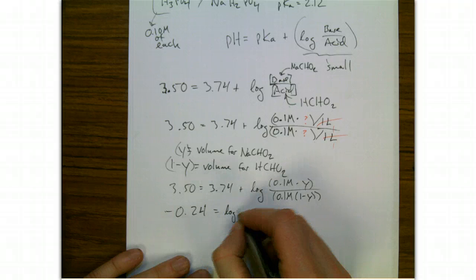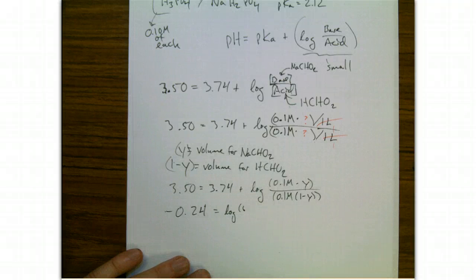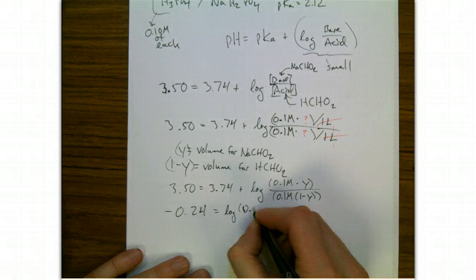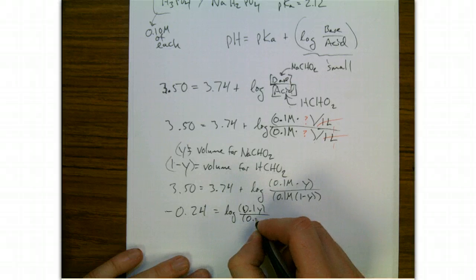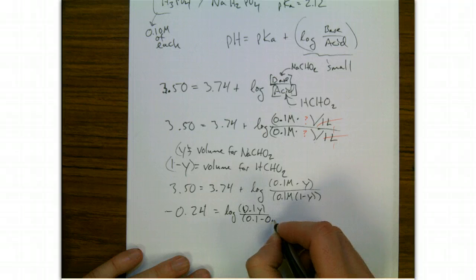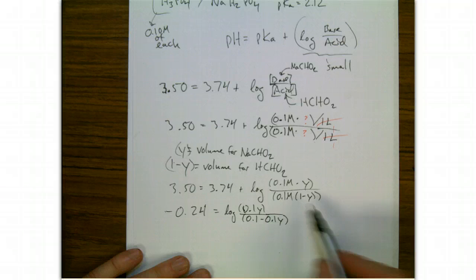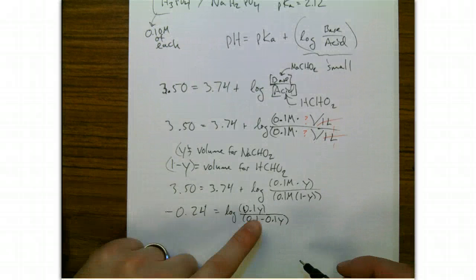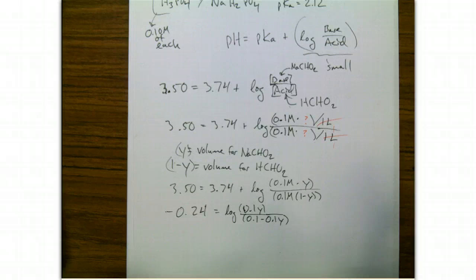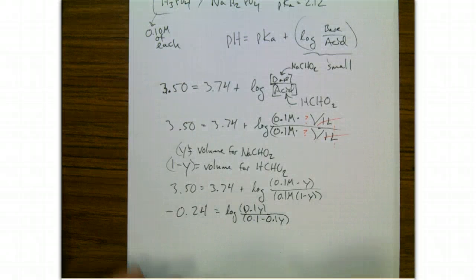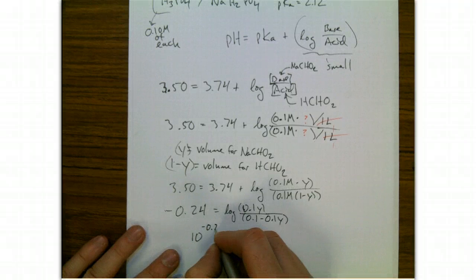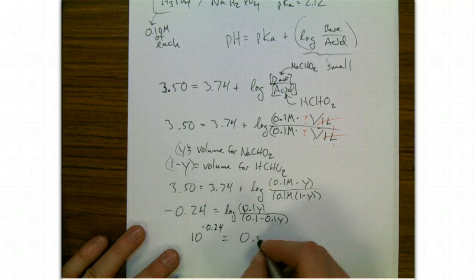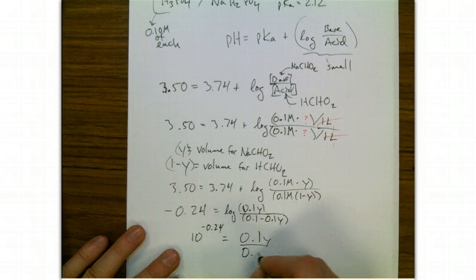The log of this thing again, which I'll write down a little more simplified. It'll be 0.1y over 0.1 minus 0.1y. Why did I write it out like this? Well, 0.1 times 1 is 0.1, and 0.1 times y is 0.1y. I dropped the molarity because it's not going to matter for the math as far as the units are concerned. And we know the log is base 10. So we know that 10 to the negative 0.24 is equal to 0.1y over 0.1 minus 0.1y.